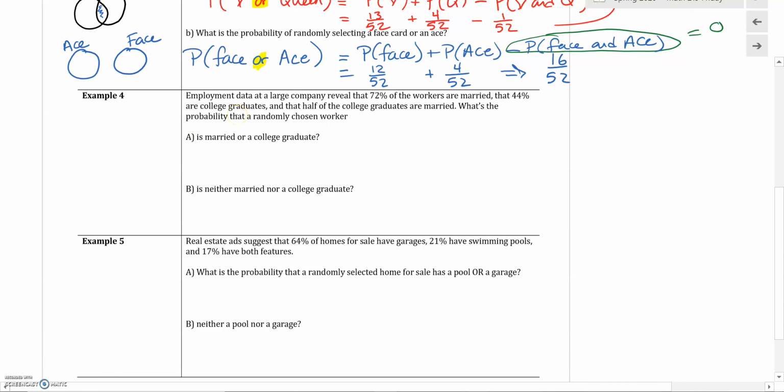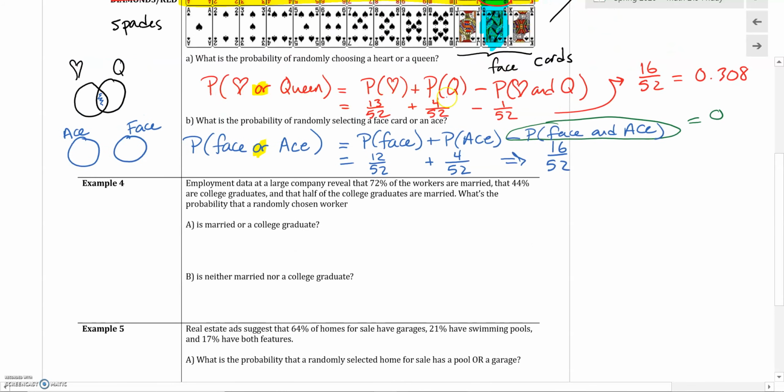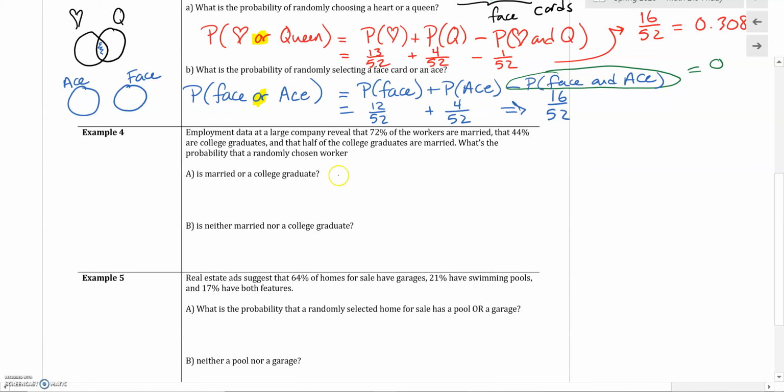Again, it's so confusing. You read these, and I don't know about you, but I'm not struck with the answer by any means. I have to write it out, and the writing it out gives me a set of steps to follow. So here I want the probability that someone is married or a college grad.